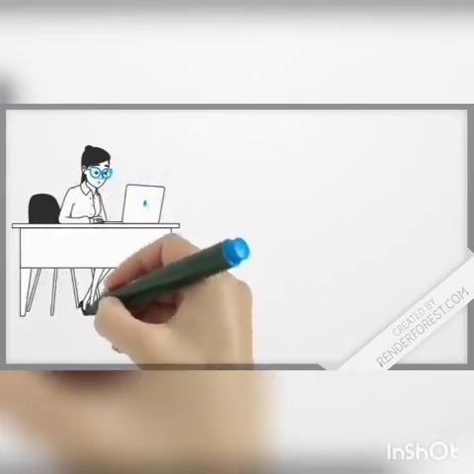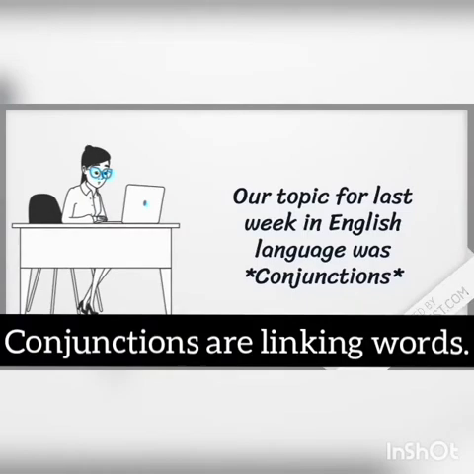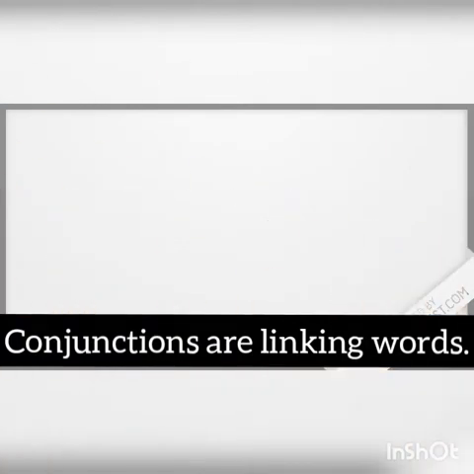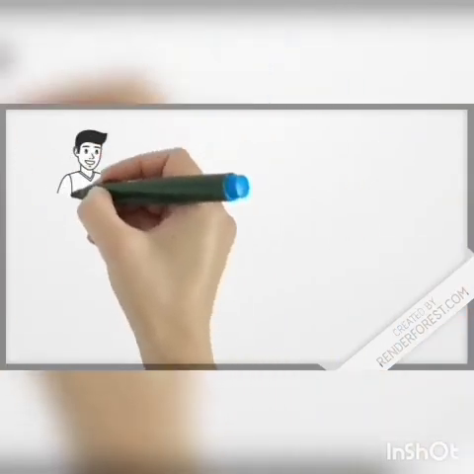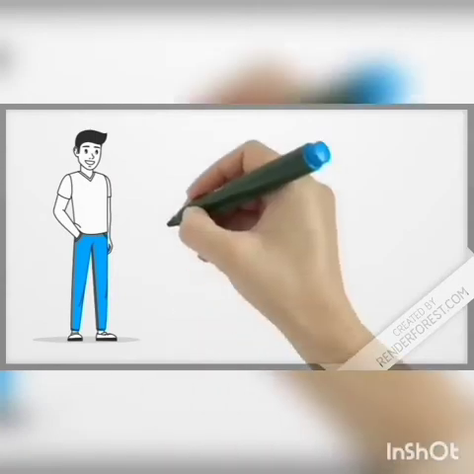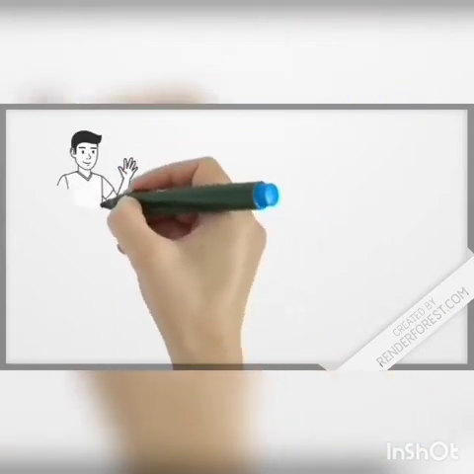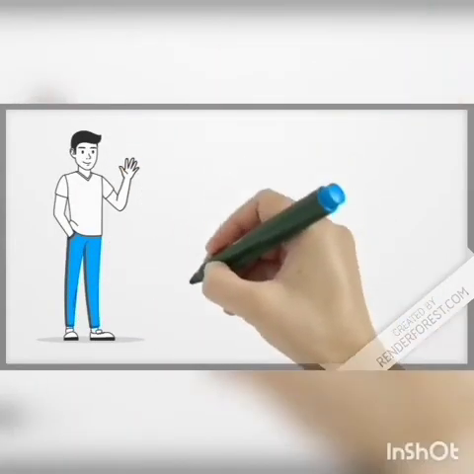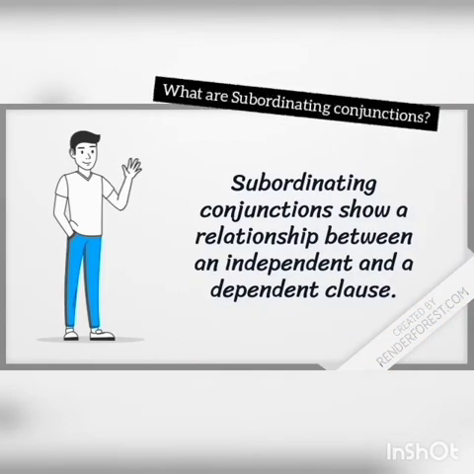Okay, so last week we talked about conjunctions. We discussed conjunctions and stated several examples of conjunctions, but today we'll be looking at one of the three classes of conjunctions, which is the subordinate conjunctions. I mentioned last week that we have subordinate conjunctions, correlative conjunctions, and the other one. But today, let's see what subordinate conjunctions are.